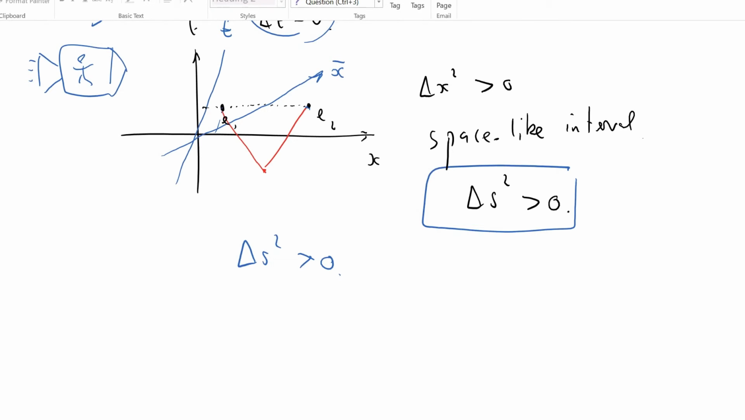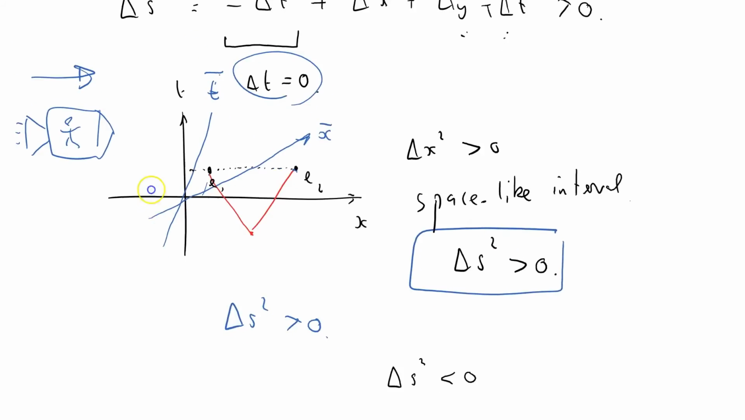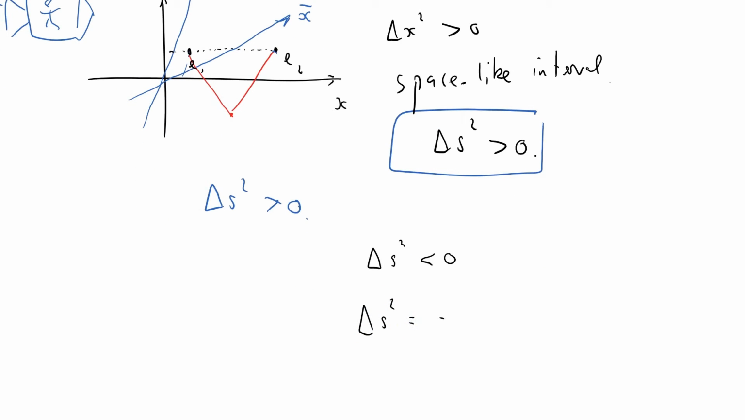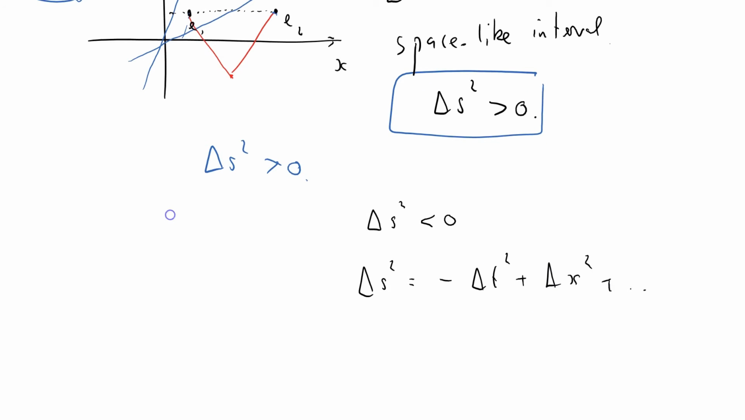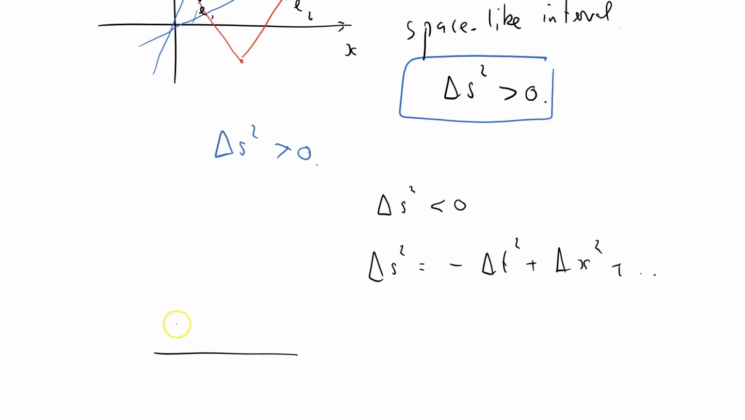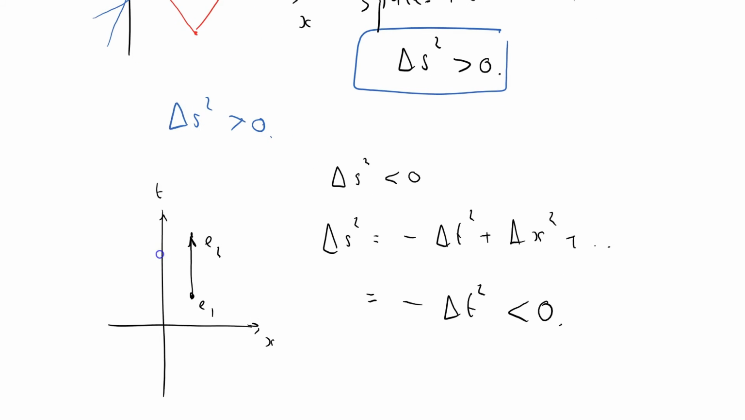And of course the other one we've got to deal with now is when delta S squared is negative. How did I define it now? I've got to look back each time. I'm saying that delta S squared equals minus delta T squared plus delta X squared plus the other two. And if that is negative, then the prototypical example of that would be E1, set up some coordinates here, that's T, that's X, and here's E2, and I'm interested in the interval between E1 and E2, and that's going to be minus delta T squared, which is negative, of course. And we call this a time-like interval.